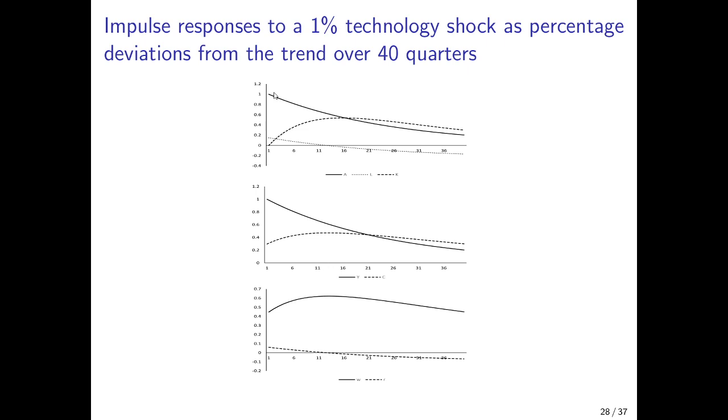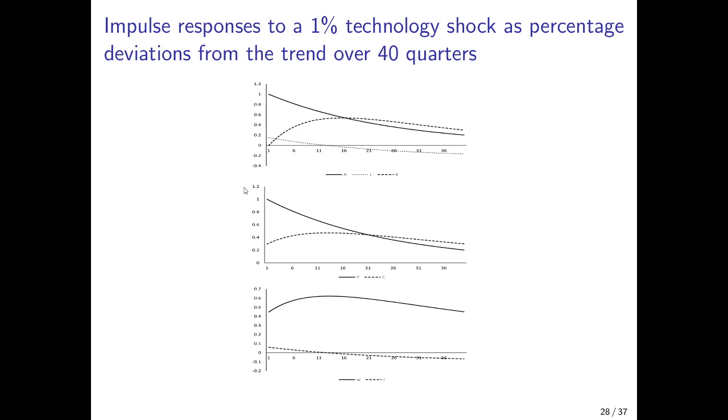Now, this positive impact, what we would expect is that it raises wages. Wages are here in the third diagram, and indeed wages increase. They increase further after impact, and then they slightly decrease in the long run.